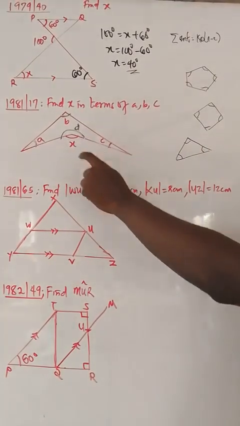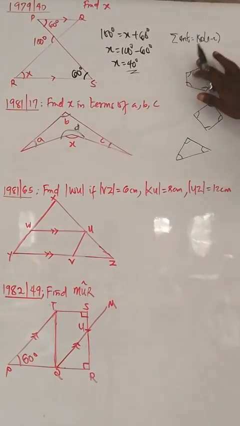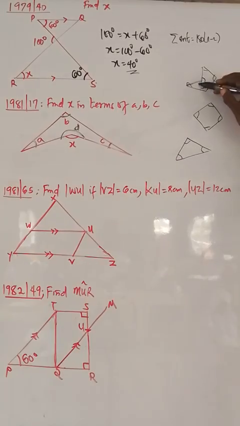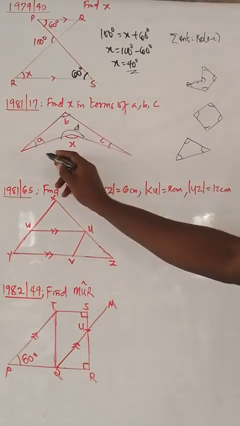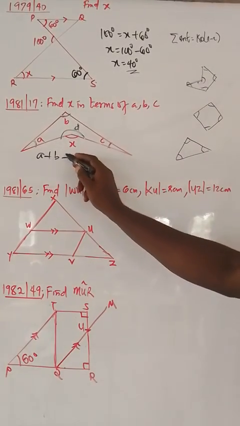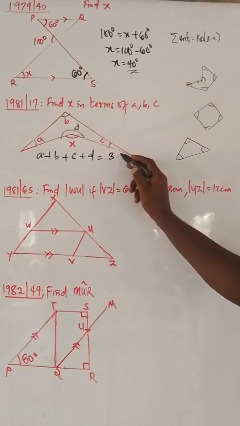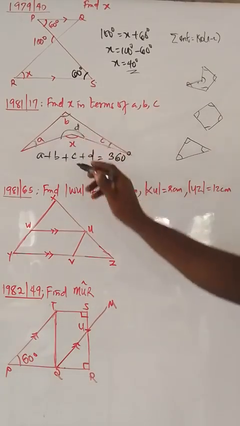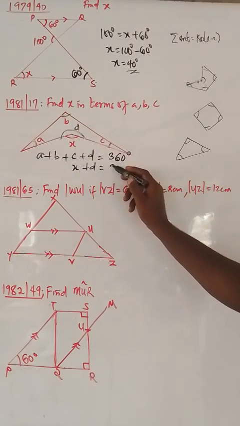But you call this one a concave quadrilateral. All these ones are convex. We can make this one concave, so we get one of the angles to be reflex. So this is also what? This is a pentagon, but it's a concave pentagon. So obviously, if we do A plus B plus C plus D, we are meant to get what? 360 degrees. And also, if we add x plus d, x plus d, we must get what?